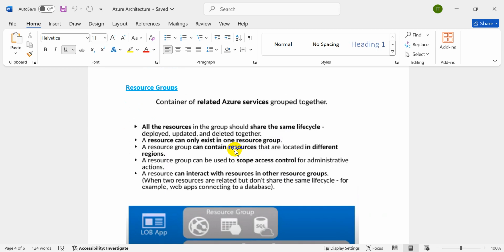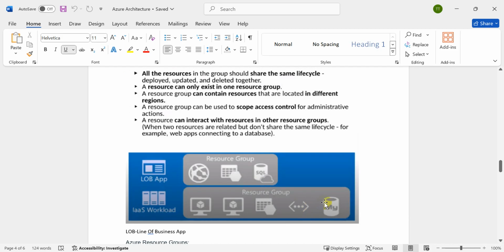A resource group is nothing but an Azure container or service that groups things together. Multiple things are kept in the container. All the resources in the group should share the same life cycle: deployed, updated and deleted together. It is for the manageability point of view. You can easily manage all the Azure resources in a single span.